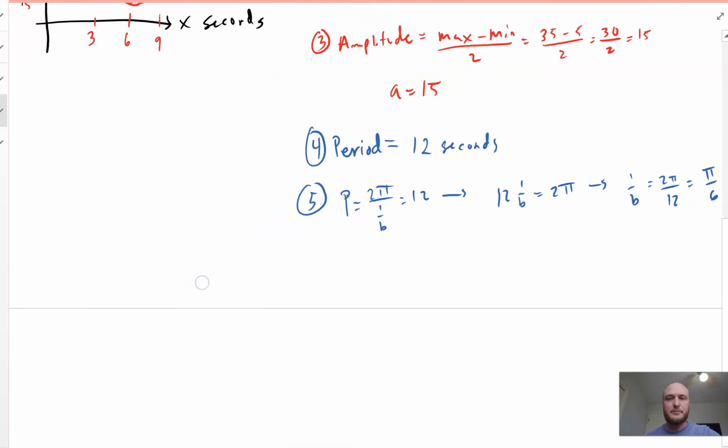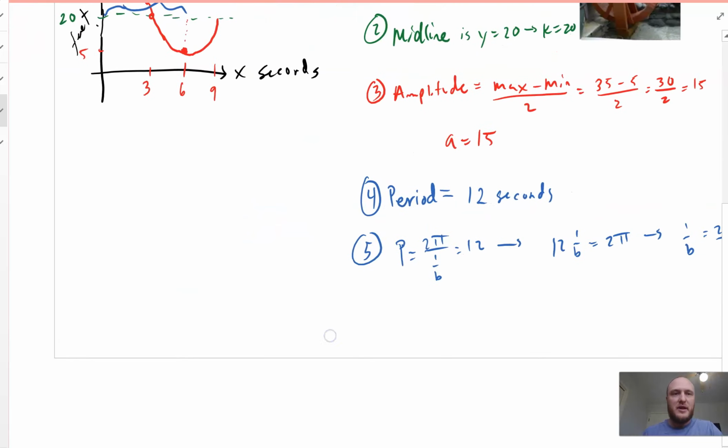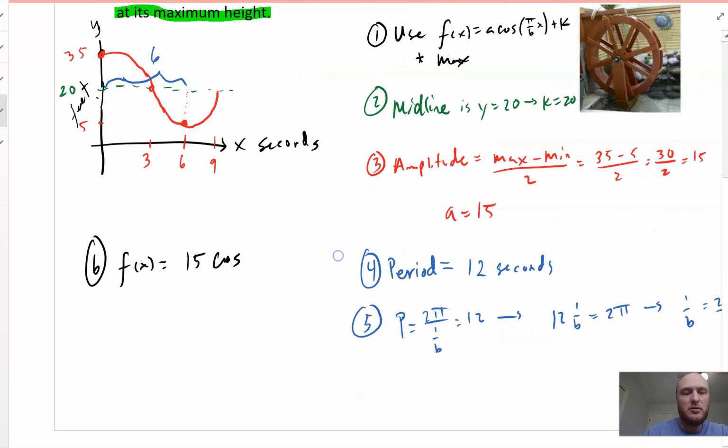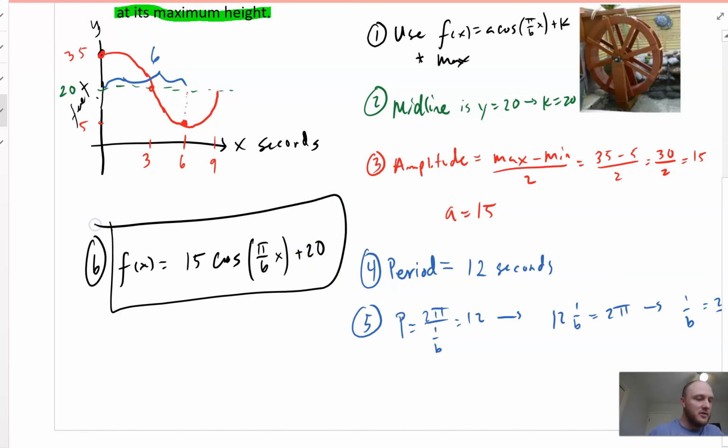All right, so now we're done. Now we have our function. Step 6: we have f of x is equal to, our amplitude is 15. We have a cosine function. Our 1 over b value is pi over 6. And we have a midline of 20. Let me double check my notes, and that is it. That's the last example.